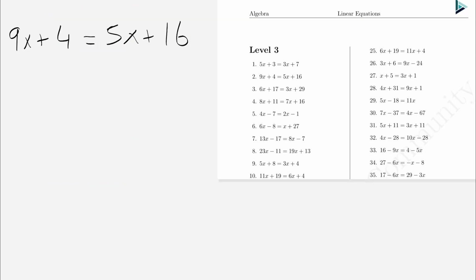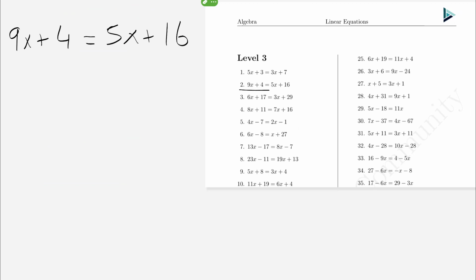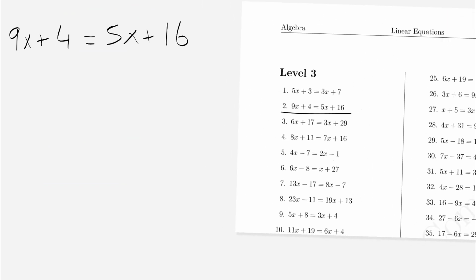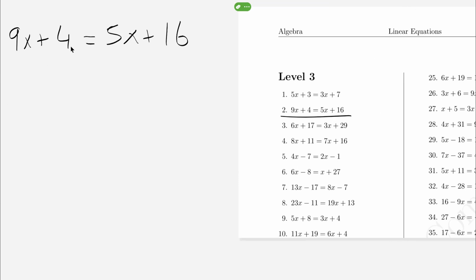So I'm going to show you another example here. Let's look at question 2. I'm going to do this question just using the shorter, quicker method. So we've got 9x plus 4 equals 5x plus 16. So we would like to have only x's on the left, so I'd prefer if the 5x appeared on the left and the 4 appeared on the right. So that's what we're going to do.